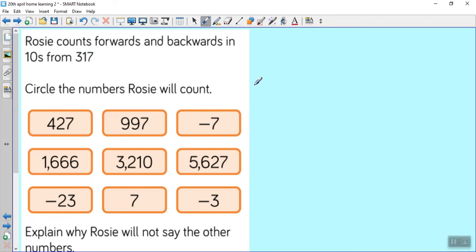Rosie counts forwards and backwards in tens from 317. Circle the numbers Rosie will count. Explain why Rosie will not say the other numbers. Pause the video and have a go.